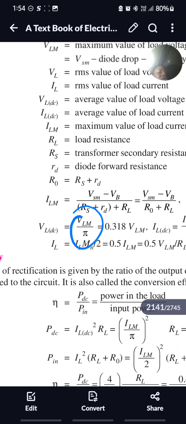If it's for the full wave, it will be divided by what? Root 2. For half wave, you are dividing by 2. But when you are changing, okay, let me continue from here. Sorry, for the VAC, you are dividing VM by root 2. It's for the IM that you are dividing by 2.